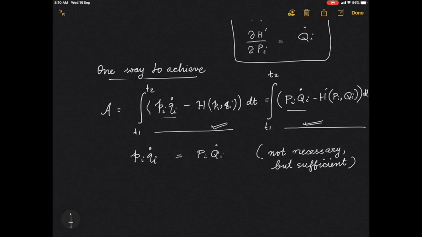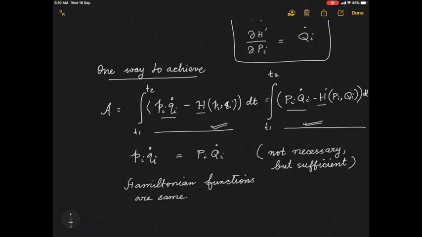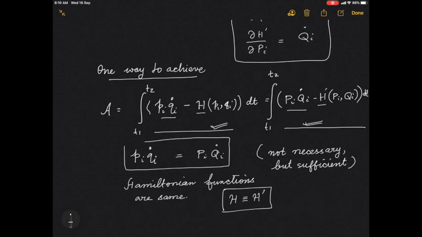So we'll see, and we'll go to more general cases later. And if this is true, then my Hamiltonian functions are the same. Okay, so this H and H' are the same. So if I can have these two, then this is satisfied.